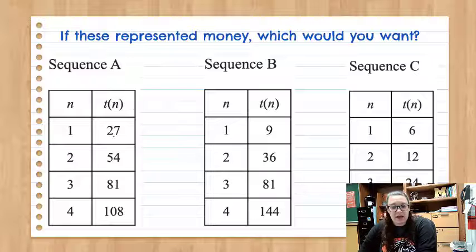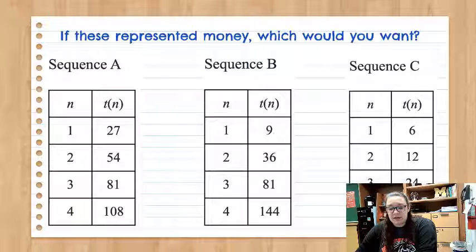I'm looking at sequence A, and it goes from 27 to start, so the highest of all of them to start. And then it looks like it goes up, I think that's doubled. And then from 54 to 81, that's not doubled. That's up another 27, I think. So I think this one might be going up the same amount each time.